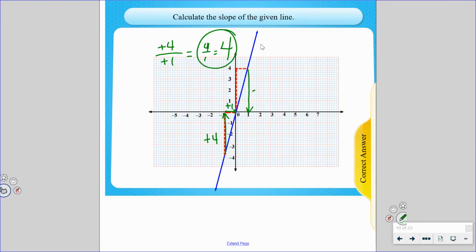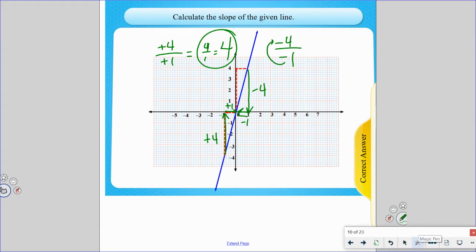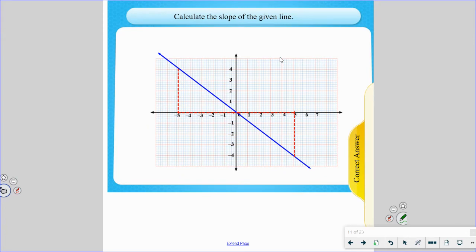Now, what if you do the other way? What if you go down 4 and then to the left 1? Oh, look at that. What's the opposite of a negative? So because the opposite of a negative is a positive, you'll still have a slope of positive 4 to 1. I don't care which direction you go, sooner or later you're going to realize that it is a positive. How about this one?